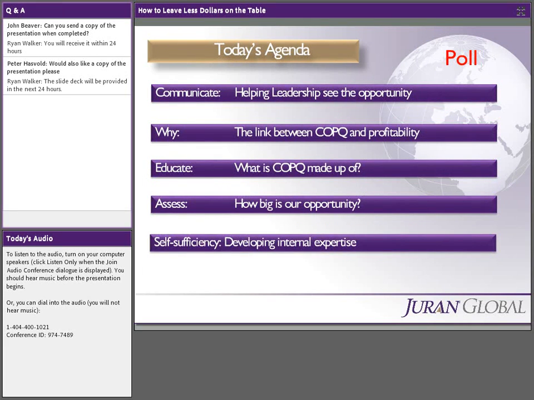So, today's agenda, we want you guys to help leadership see the opportunity. If you need more answers, send them on to us. At the end, you'll see an email. Understand that link between profitability and cost of poor quality. You'll look like a genius. Try to help people understand cost of poor quality as an estimate, and what makes it good, what makes it not good. Obviously, try to do one.